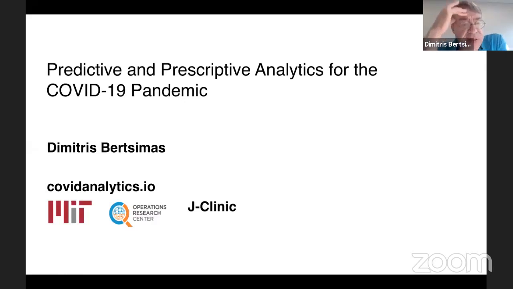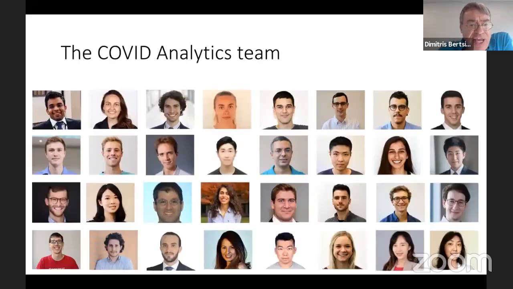So the presentation is a body of work summarized in a website called covidanalytics.io on predictive and prescriptive analytics for the pandemic. First, I would like to acknowledge the contribution of the exceptional young people we have at MIT, without whom I would not be talking today. There are too many to name, but it's about 25 doctoral students in my group.